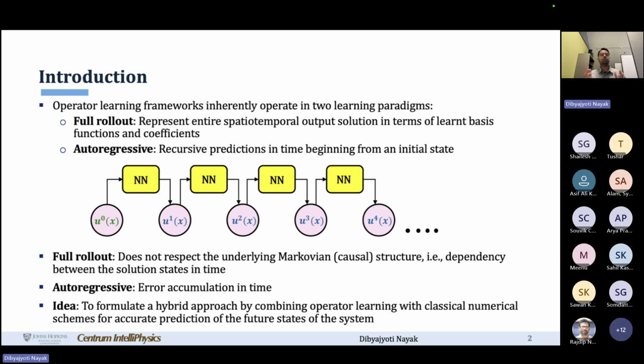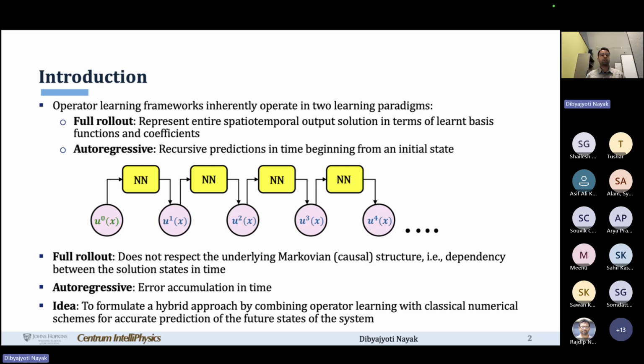For example, if you consider deep operator networks, or DeepONet, the branch net basically learns the basis coefficients and the trunk net learns the basis functions. Then finally, we have an aggregation in which we parameterize the output function space in terms of those learned basis functions and coefficients. The main idea here is that given an initial condition, we can predict the entire spatiotemporal output solution in just one shot. That is what I mean by full rollout.